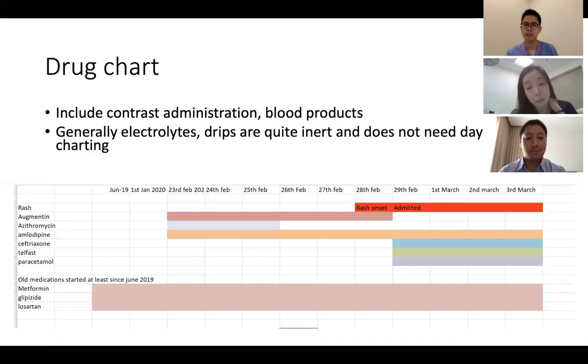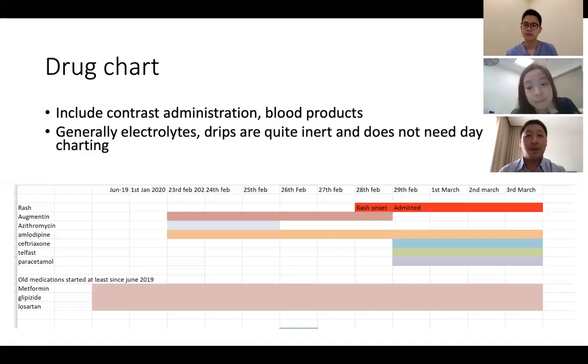That one is not so important, but generally, if you're not very sure, it's good to include it, but you may not need to chart it on a dose by dose basis. Whereas for things like contrast where the rash comes shortly after, then you might want to put the time inside.